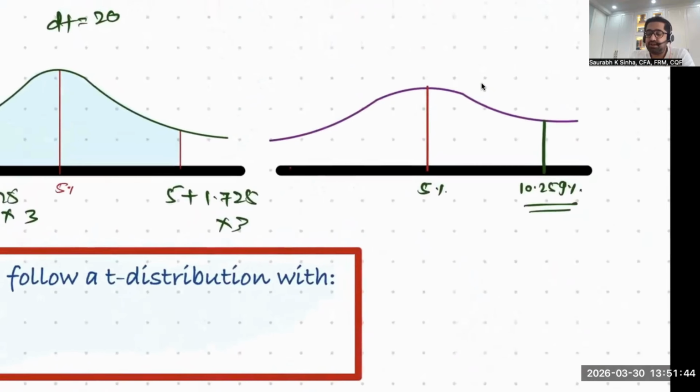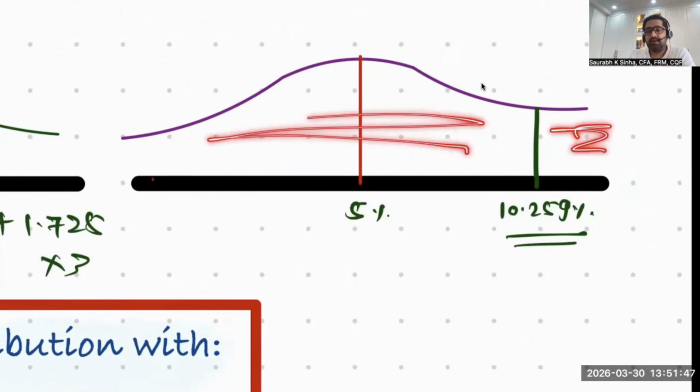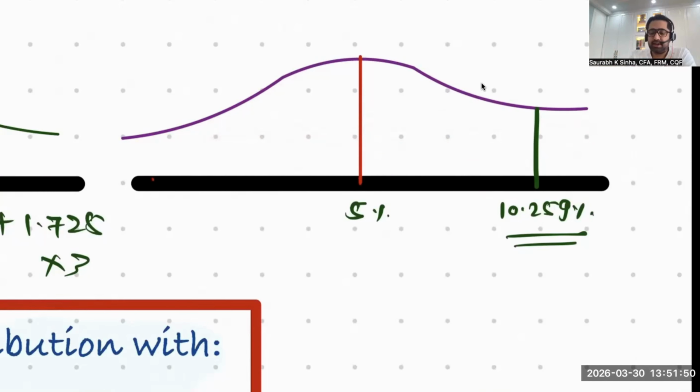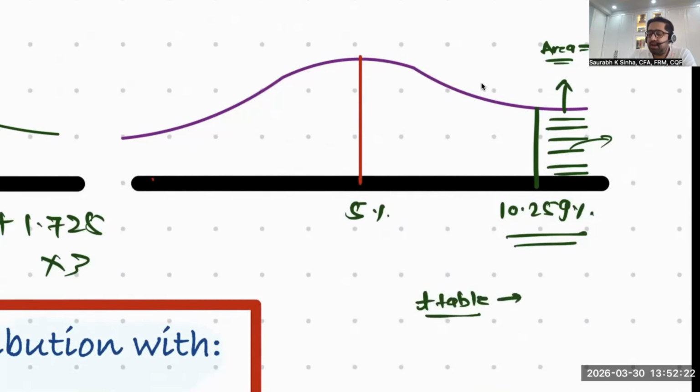You have to find the probability that the portfolio return would be greater than that. So which area are you interested in? This area or this area? Greater than, so you're interested in this area. If you find this area, it will become the probability, because the area under the curve in a continuous distribution is equal to probability. But to find the area, you need the t-table, and for the t-table, you need the input of what? T-statistics.